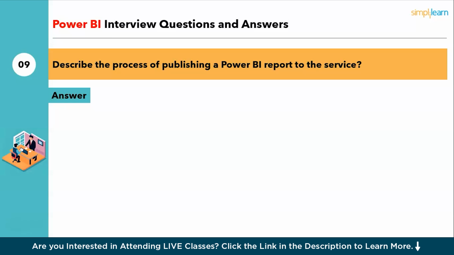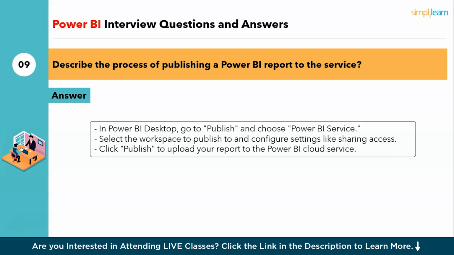You can write down your answers in the comment section below. And everybody has their own way of answering this question. But let's keep it simple. Now in Power BI Desktop, go to Publish and choose Power BI Service. Select the workspace to publish and configure settings like sharing access. Click Publish to upload your report to Power BI Cloud Service. So this is the answer given by most of the experienced candidates. But when it comes to freshers, it's okay if you answer in this way.